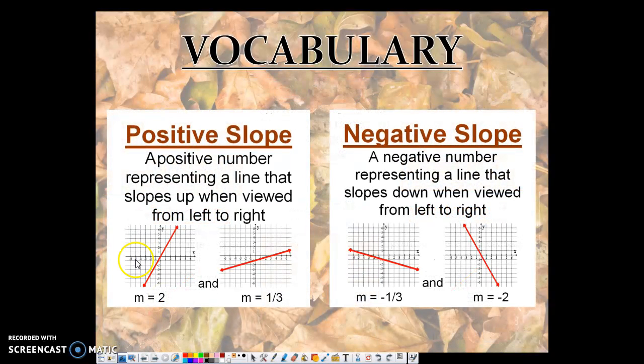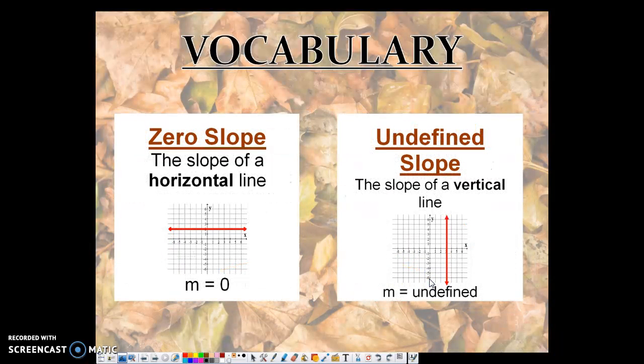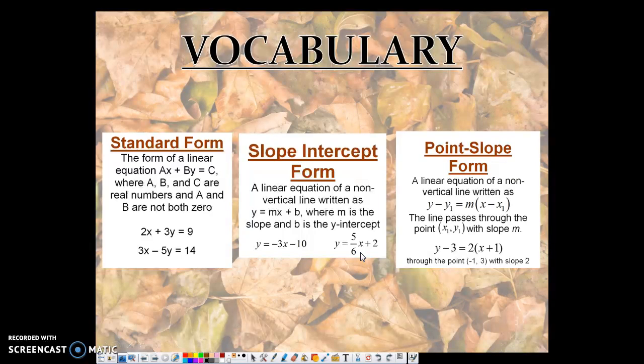A positive slope, if you read it like a book from left to right, is going up. A negative slope, if you read it like a book, is going down. If a line is horizontal and straight across, the slope is always 0. If a line is vertical, going straight up and down, the slope is always undefined. We don't get into these a whole lot right now, but just know standard form is always Ax plus By equals a number. Slope-intercept form is y equals mx plus b. And point-slope form is y minus y1 equals m times x minus x1. We're mainly going to be focusing on slope-intercept form right now.